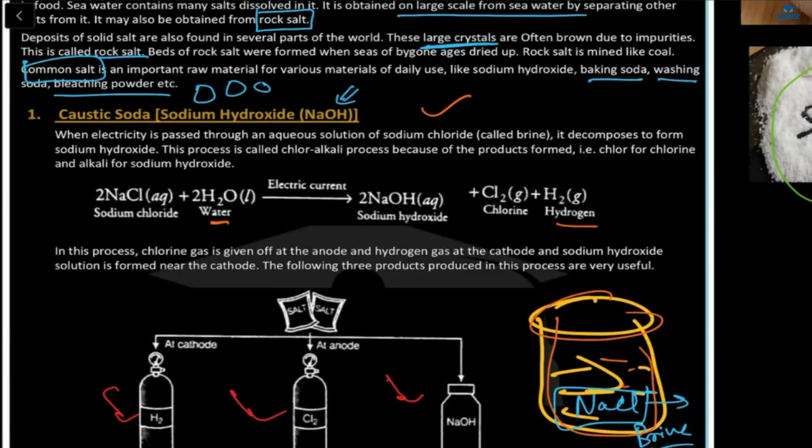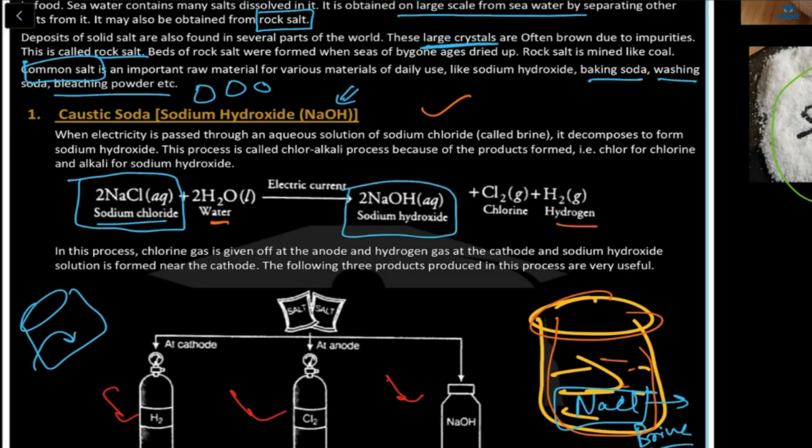Caustic soda is basically your NaOH, which is sodium hydroxide. So, let us take a salt in a normal beaker plus water. If we pass an electric current through this mix of salt and water in the beaker, what will happen? Sodium hydroxide will form, chlorine and hydrogen will form.